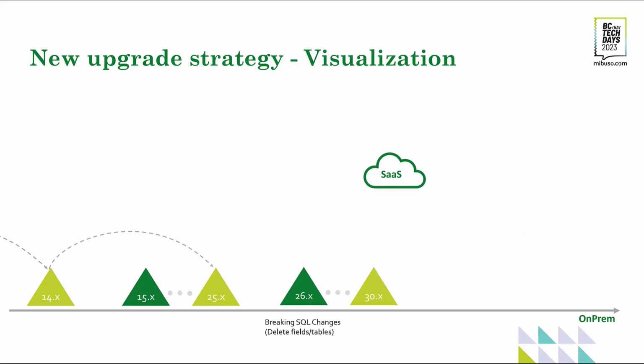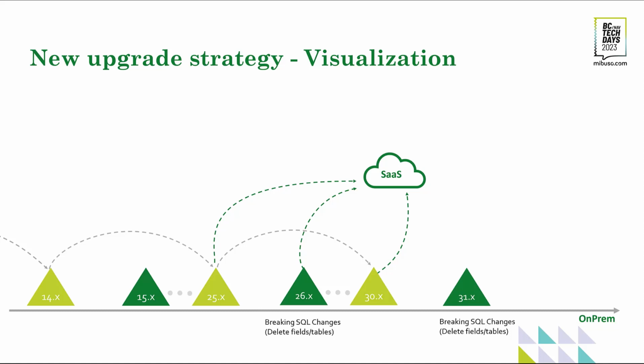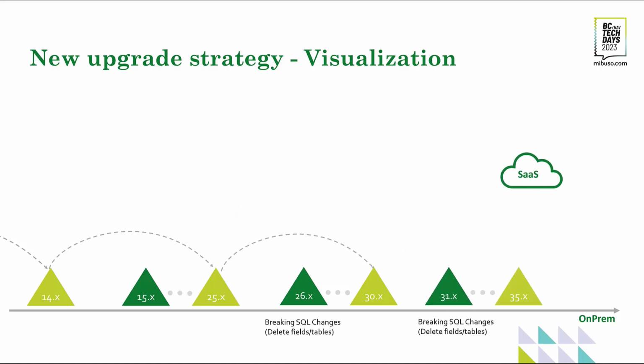Now, if we look further into the future, we are planning to do these updates every 5 years. So in every 5 versions, we are planning to introduce a jump build. When we start working on version 30, you will need to upgrade from version 25 to 30, and all of these versions will be able to cloud migrate. However, when we introduce version 31, it's going to contain breaking SQL changes, and then you will need to go to 30, and then from 30 to 35, and all of these versions will be able to cloud migrate.